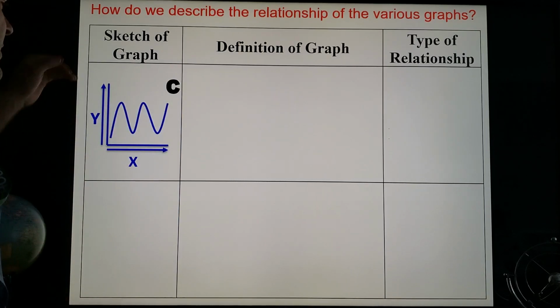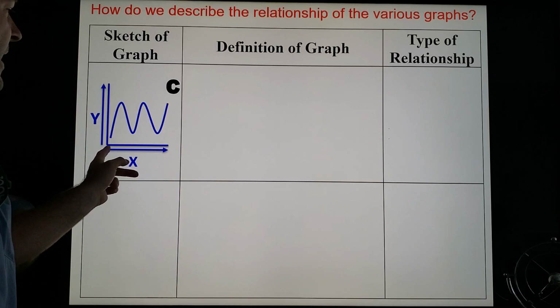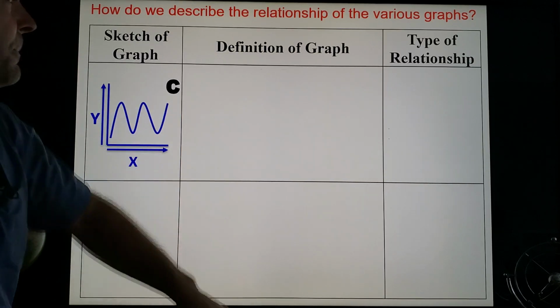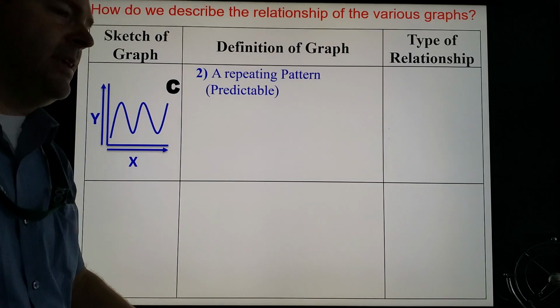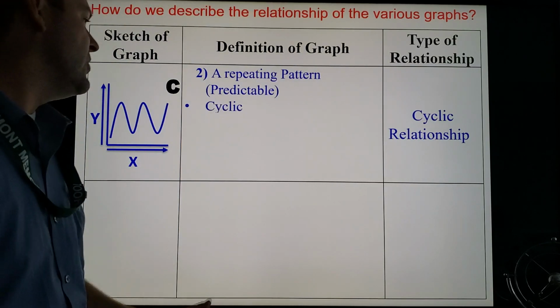The third one is the classic roller coaster, right? We call that cyclic. And in this case, as x is increasing, y seems to be doing a repeating pattern there. All right, it's predictable, and it's helpful for many things in nature. We call that a cyclic relationship, or cyclic.